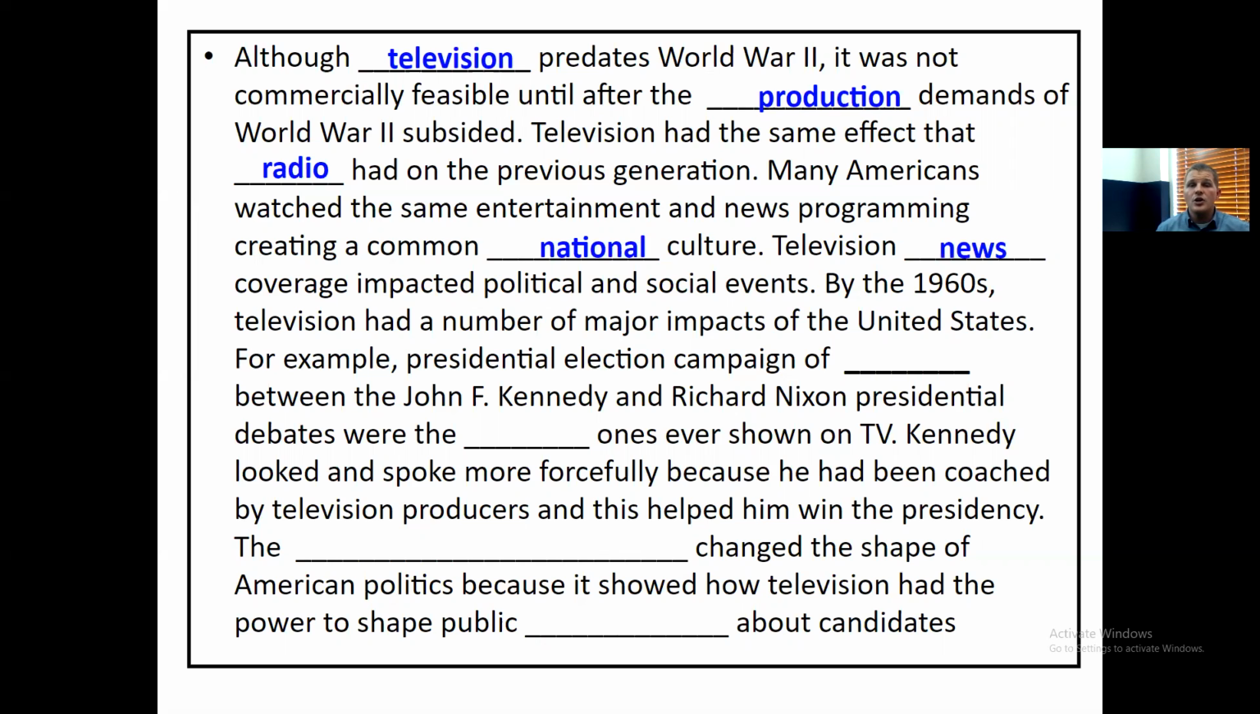Television news coverage impacted political and social events as well. Big idea. We talked about it with John F. Kennedy already, how he saw stuff in the South that was going on that hadn't been seen before.